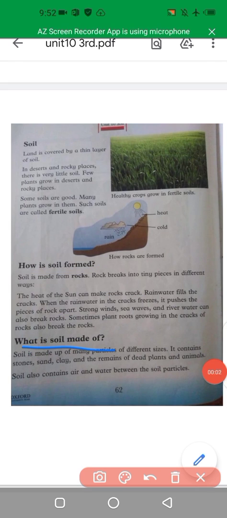Now here we have a question that what is soil made up of? Soil is made up of many different particles of different sizes. It contains stones, sand, clay, and remains of dead plants and animals. Soil also contains air and water between the soil particles.